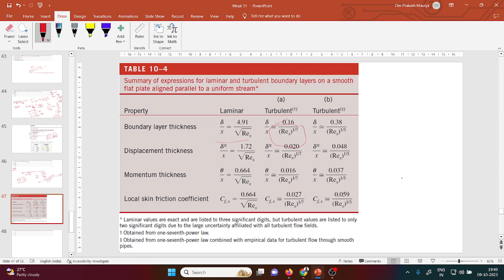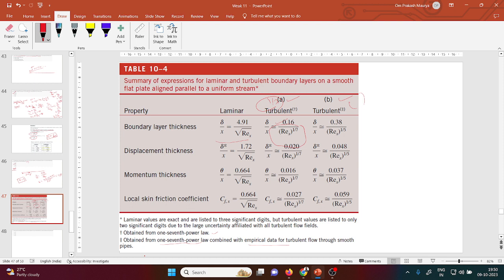And you remember these things here. For turbulent flow, two options are there. One is on the basis of the 1/7 power law, and the second one is based on the 1/7 power law and the empirical data. This is a combination of both empirical data and the 1/7 power law.